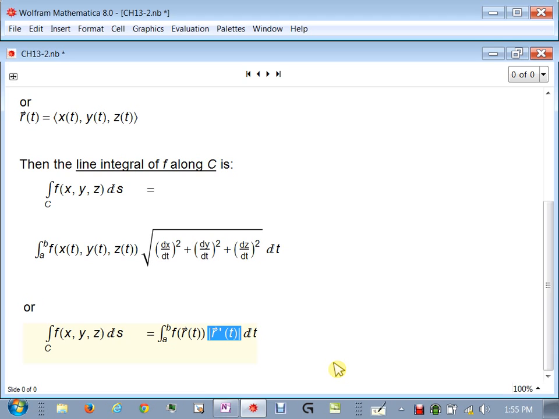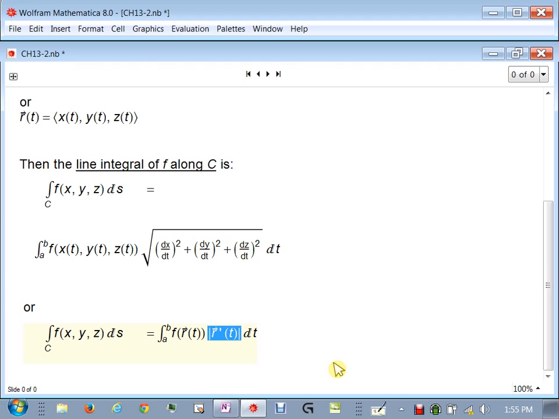If I ask you to find the magnitude of the derivative of r, well, here's r. What's its derivative? Well, the derivative of each component: x prime, y prime, z prime. If I say the magnitude, you do what? Square root of each of those squared, right? So isn't this right here just the magnitude of the derivative of the vector function? Yes? The only kind of weird part of this is f of r of t.